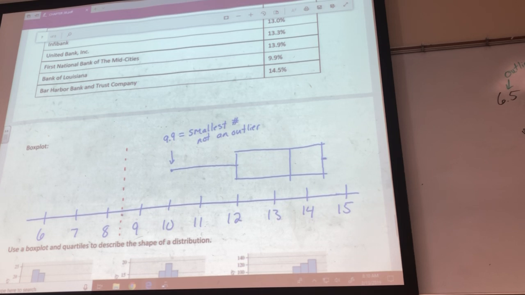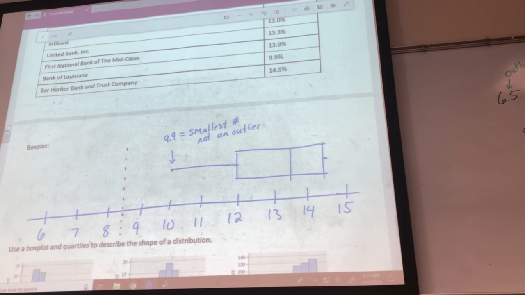All right, so we don't want to go to 6.5 because we can't go past the fence. We don't want to go all the way to the fence every single time. We want to look to see what the smallest number is that's not an outlier. So that 9.9 is going to be more like a modified minimum. If we take out the outliers, 9.9 is the smallest number in our data set. So don't go all the way to the fence, don't go past the fence, just go to the smallest number in your data set that's not an outlier.